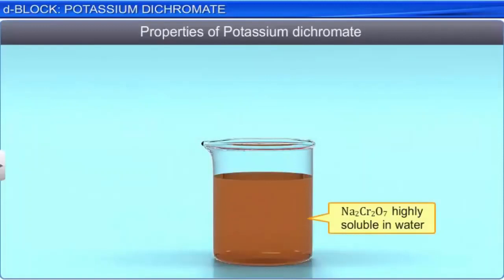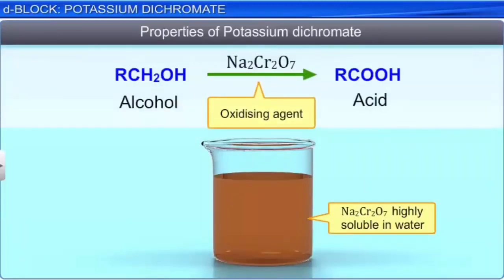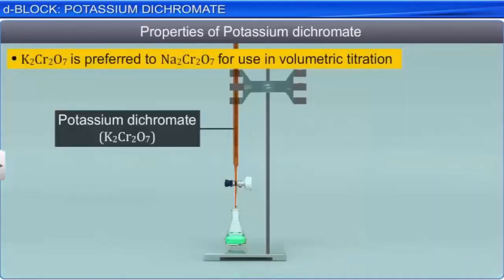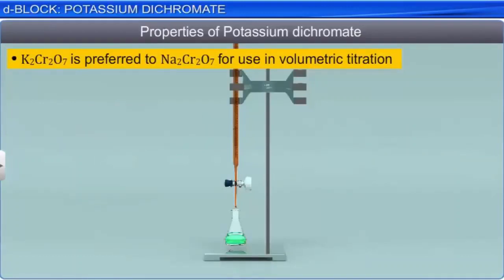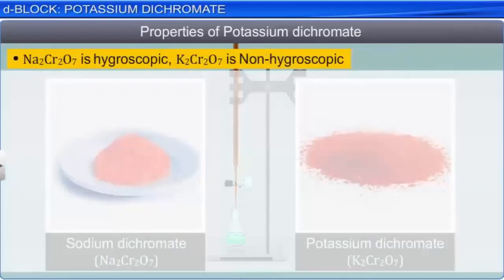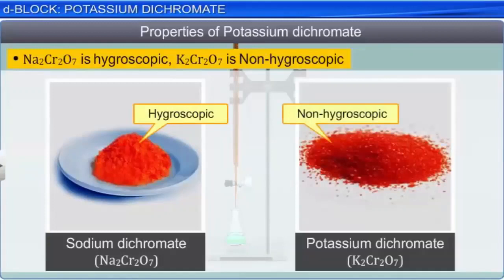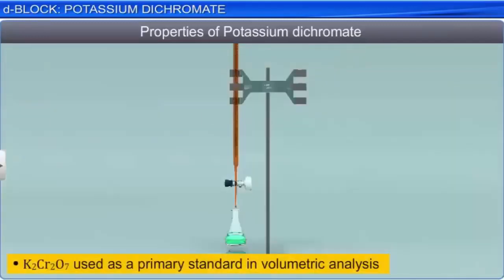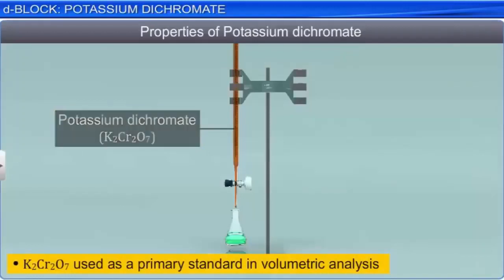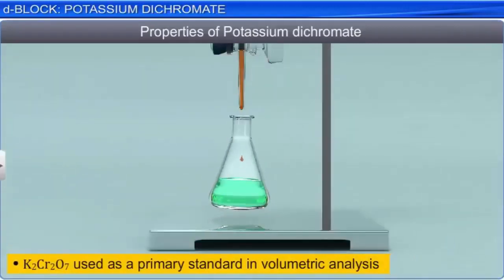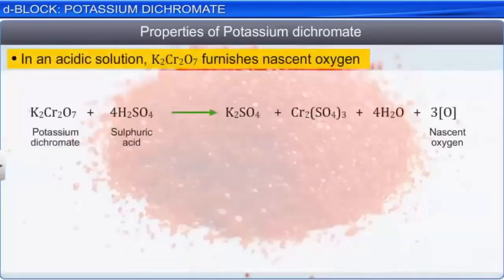Potassium dichromate is preferred to sodium dichromate for use in volumetric titration. This is because the sodium compound is hygroscopic, while the potassium compound is not. Thus, potassium dichromate is used as a primary standard in volumetric analysis. In an acidic solution, potassium dichromate furnishes nascent oxygen. In other words, the dichromate ion accepts electrons and thus acts as an excellent oxidizing agent.